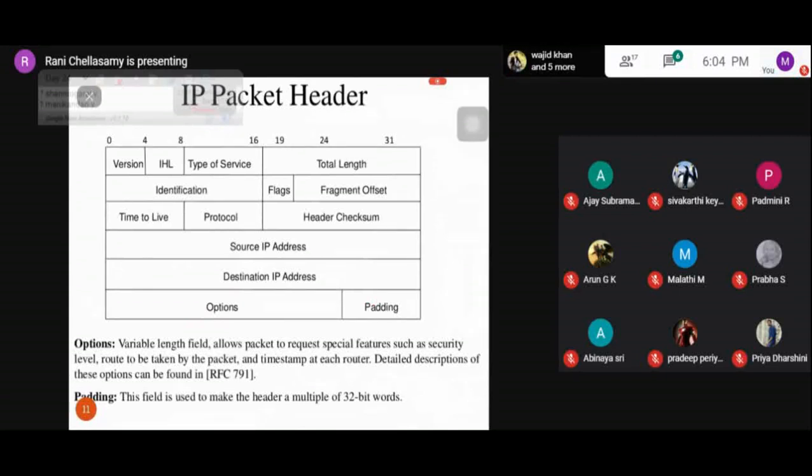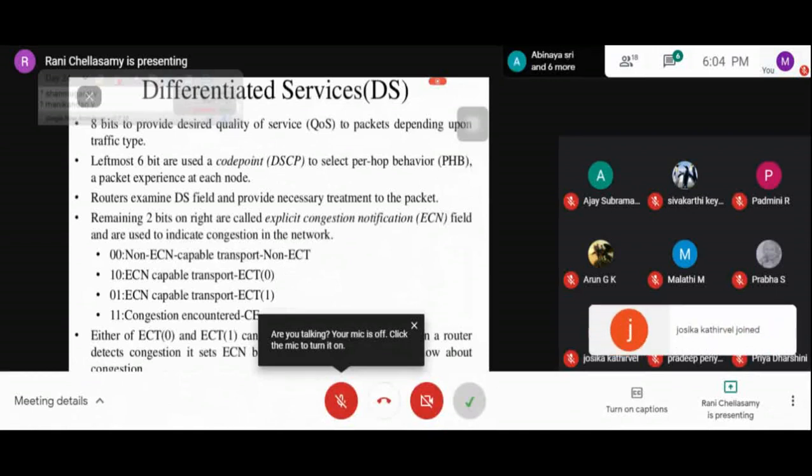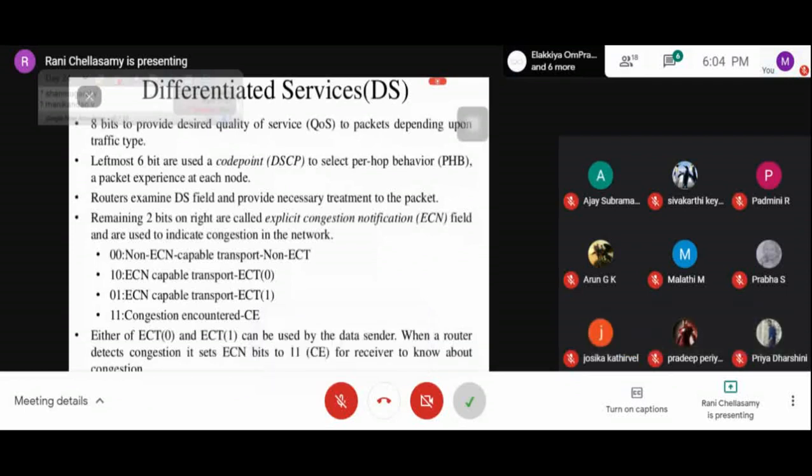This differentiated service is related to the type of service. As we have seen in the previous slide, type of service is associated with differentiated service. It is 8 bits to provide quality of service to the packets, which depends upon the traffic type.